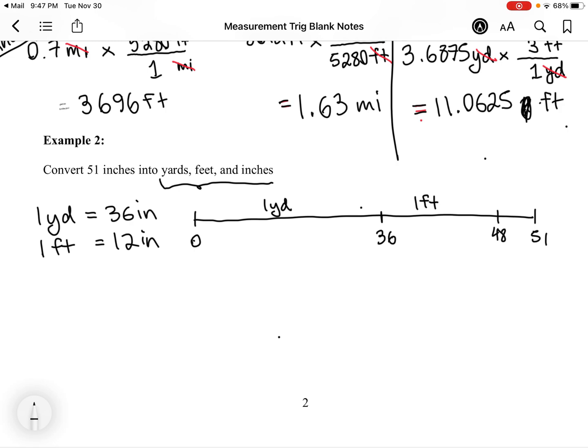And then do I have enough to make another foot? No, because I need 12, but I do have 3 inches left over. Okay, so 51 inches is equal to 1 yard, 1 foot, and 3 inches. Okay, so that's another type of question that you can get. And there's more than one strategy of doing this, but I really, really like this one, and I find it works really well for people.